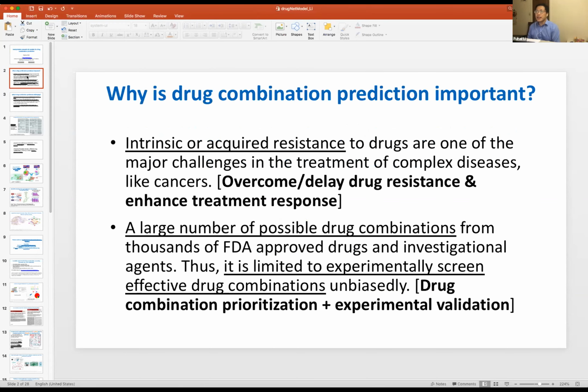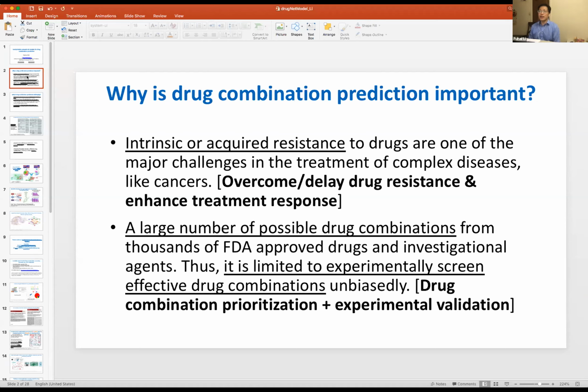So why is drug combination prediction important? There are quite a few reasons, but the most important ones are that intrinsic or acquired drug resistance are still one of the major challenges in treatment of complex disease. Not just cancer, but many diseases involve a lot of complicated signal pathways. So how to overcome or delay drug resistance to enhance treatment response? Drug combination could be one possibility.